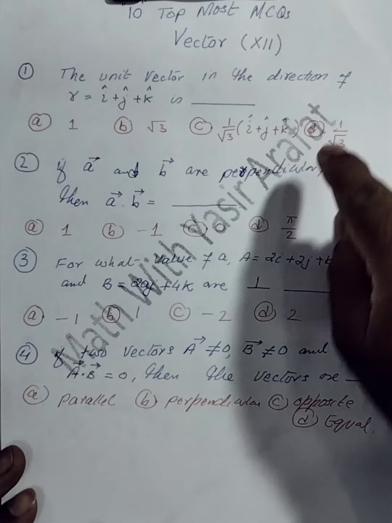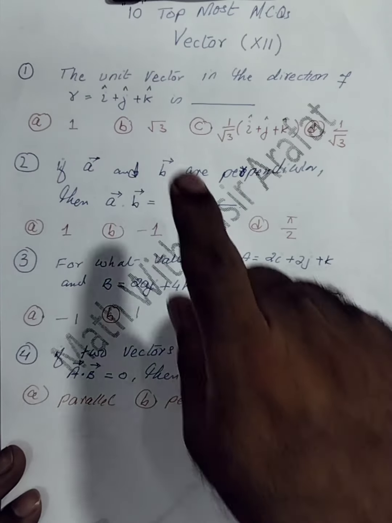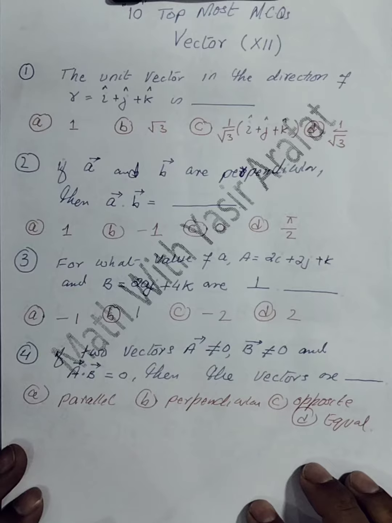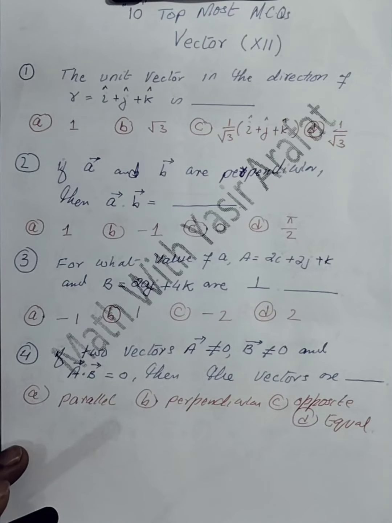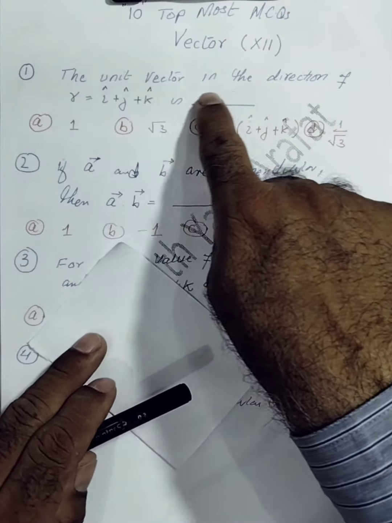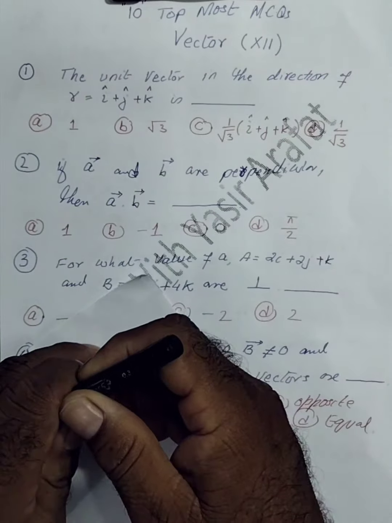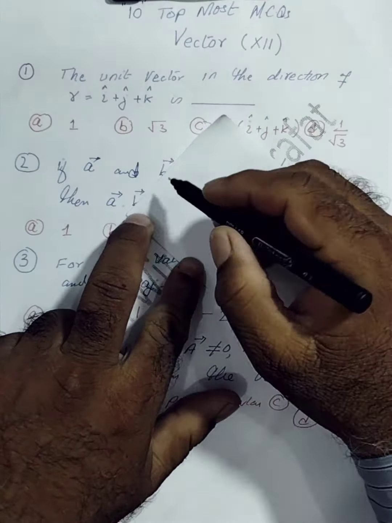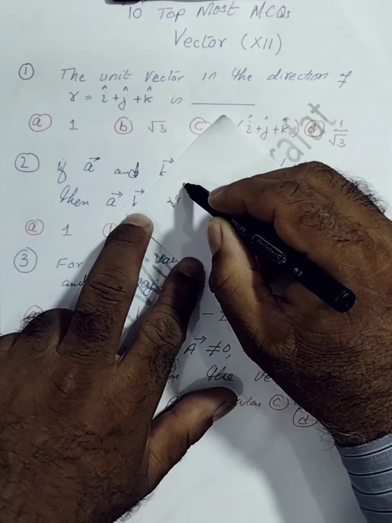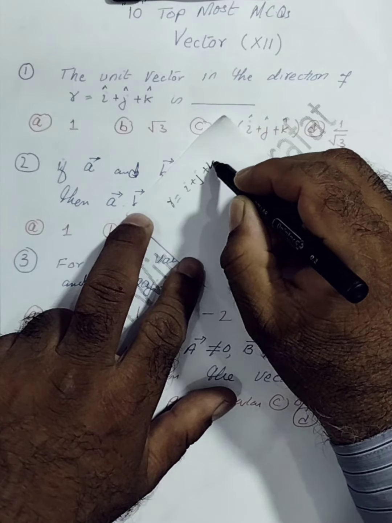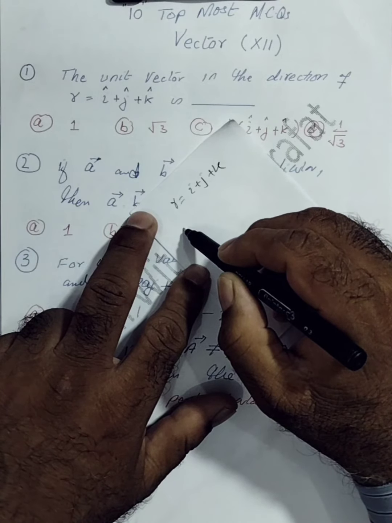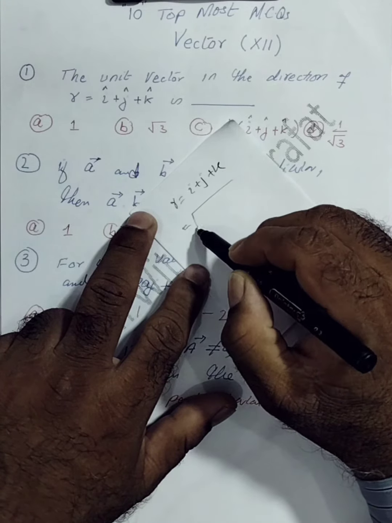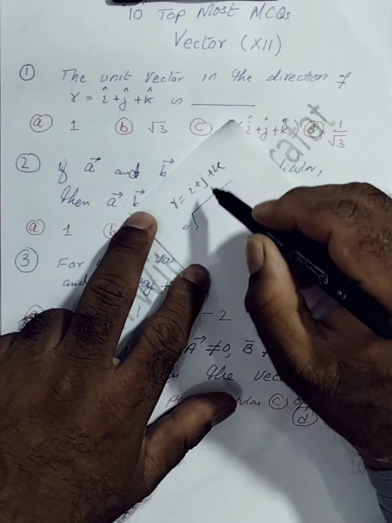You are watching Math with Yasir Arfat, and we have to discuss the 10 most important MCQs of vectors for second year. The unit vector in the direction of r is equal to i, j, and k. We have to find out the unit vector. First, we have to take out its modulus, that is x square, y square, and z square.